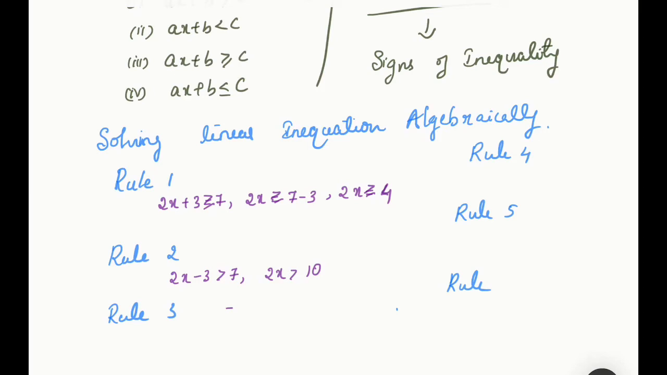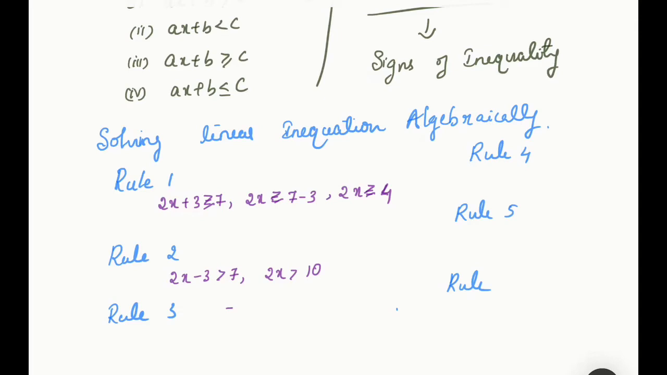Now coming to rule 3. If each term of an inequation is multiplied or divided by the same positive number, the sign of inequality remains the same. So what is told? You have an inequation, and if you are multiplying or dividing by the same positive number on both sides, it should be a positive number, then the sign remains the same.